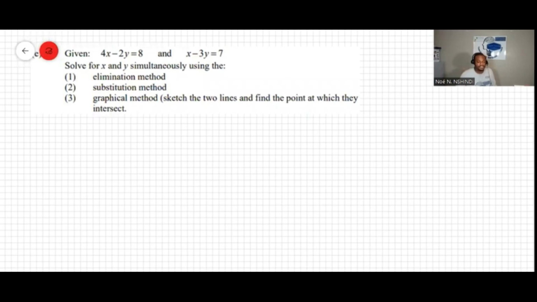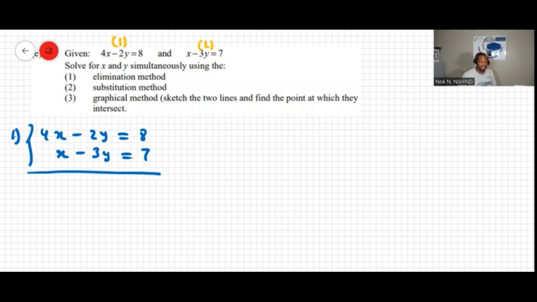Well, we have another question here, question E. It says that given these two equations, solve for x and y simultaneously using, first, the elimination method. By elimination, I first prefer to label my equations. I call this equation 1, and this one equation 2. So 4x minus 2y equals 8, and x minus 3y equals 7.